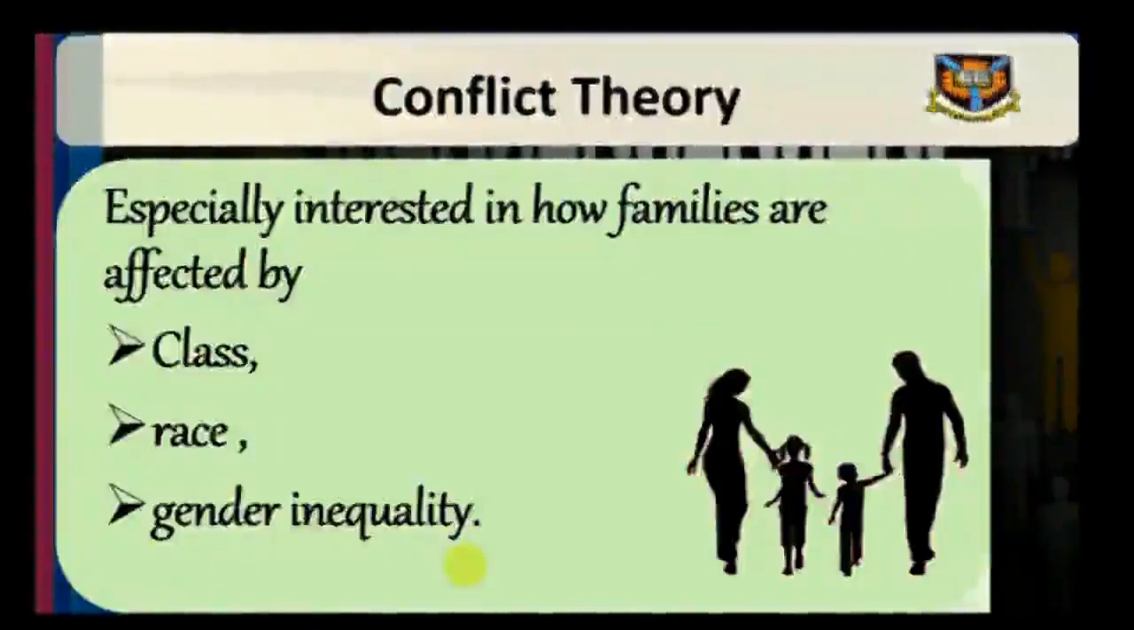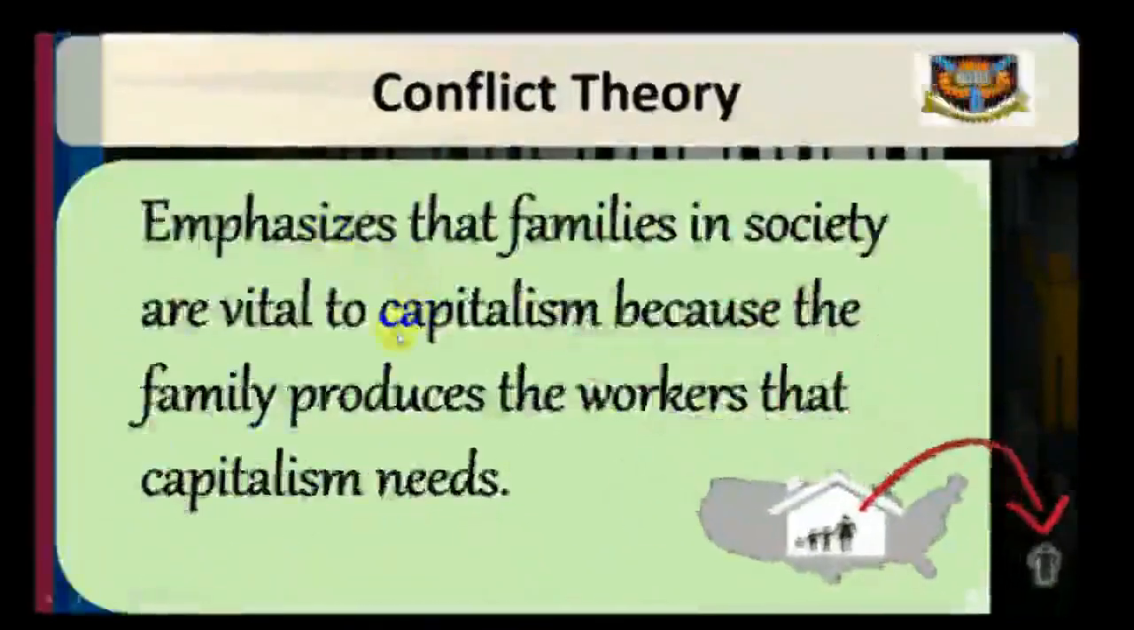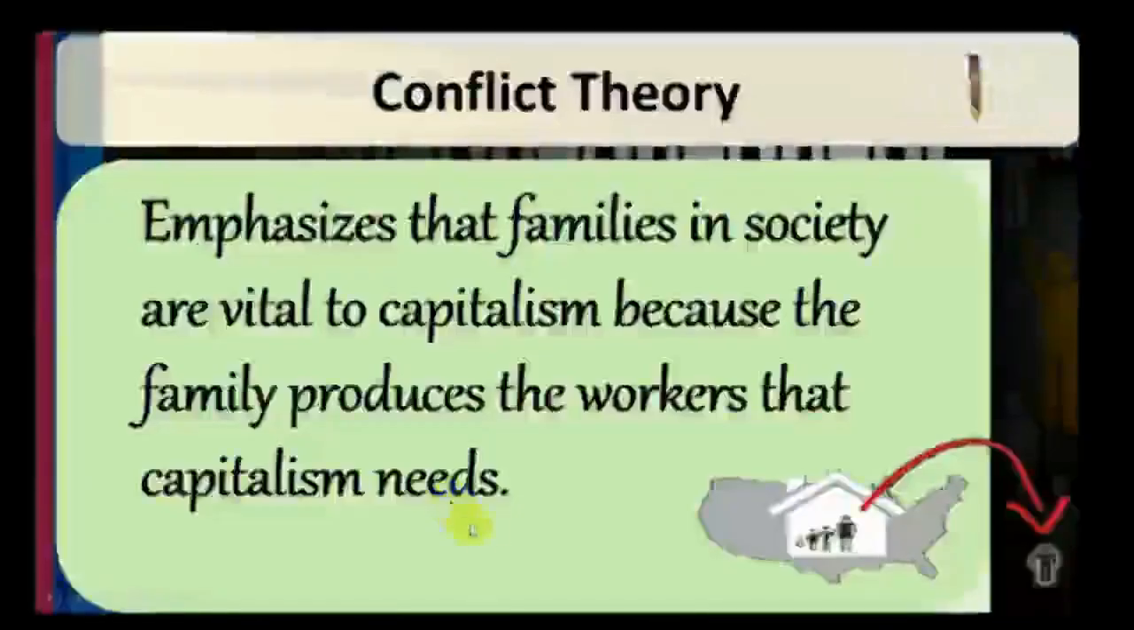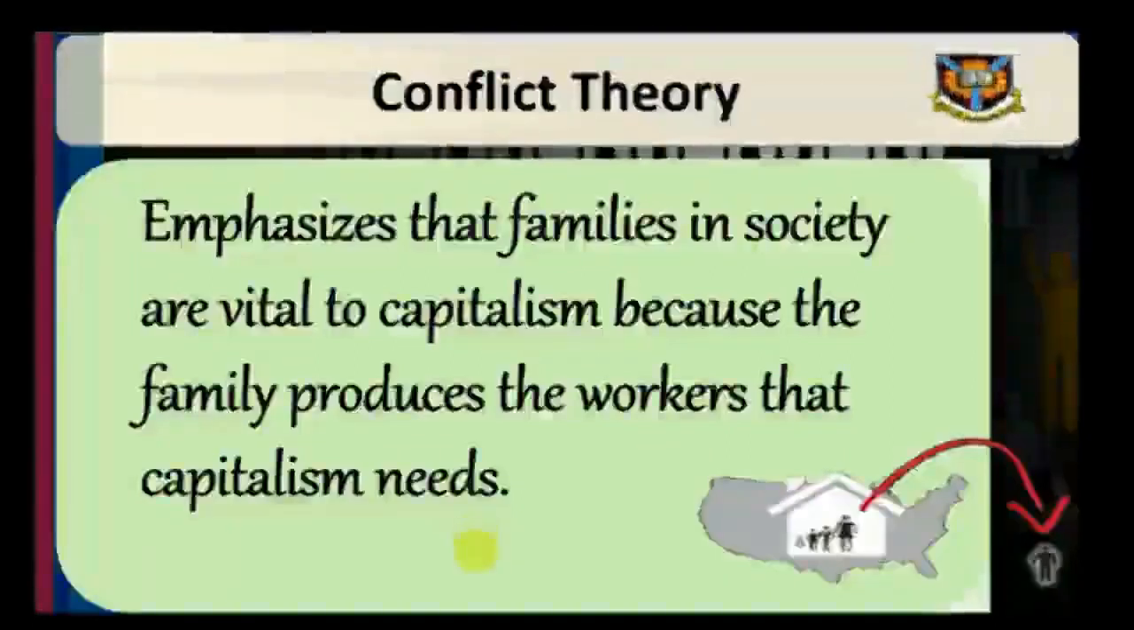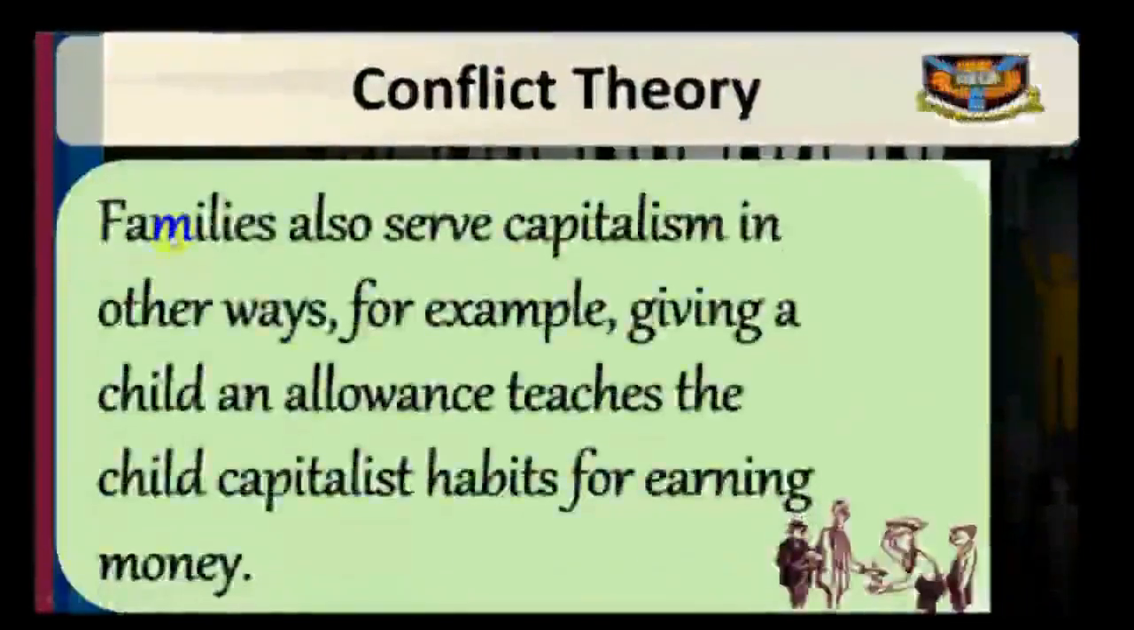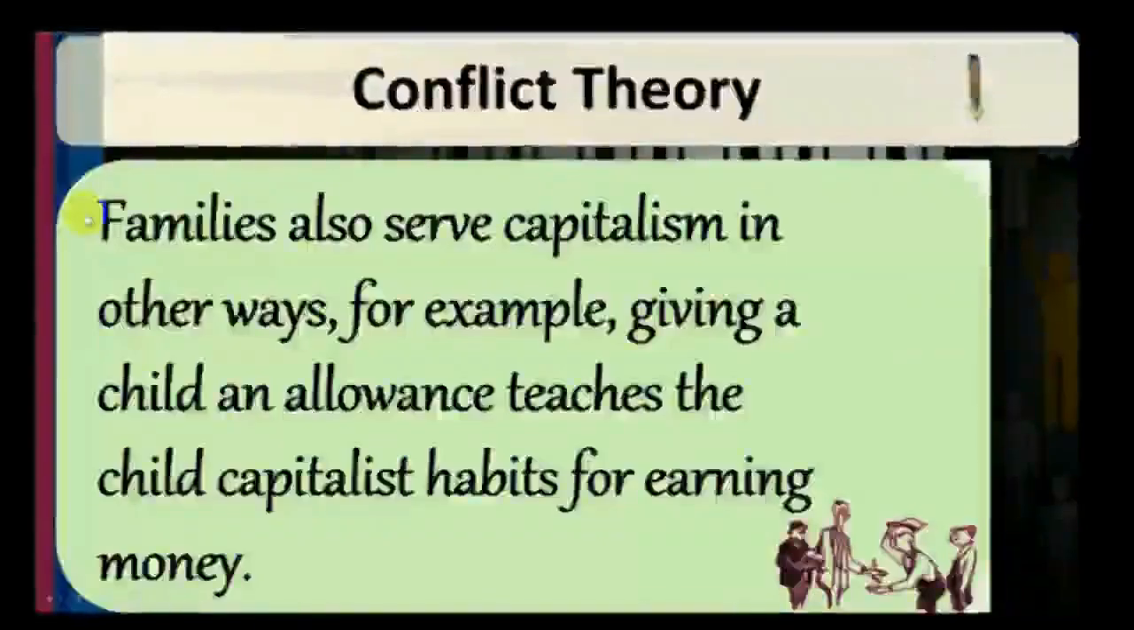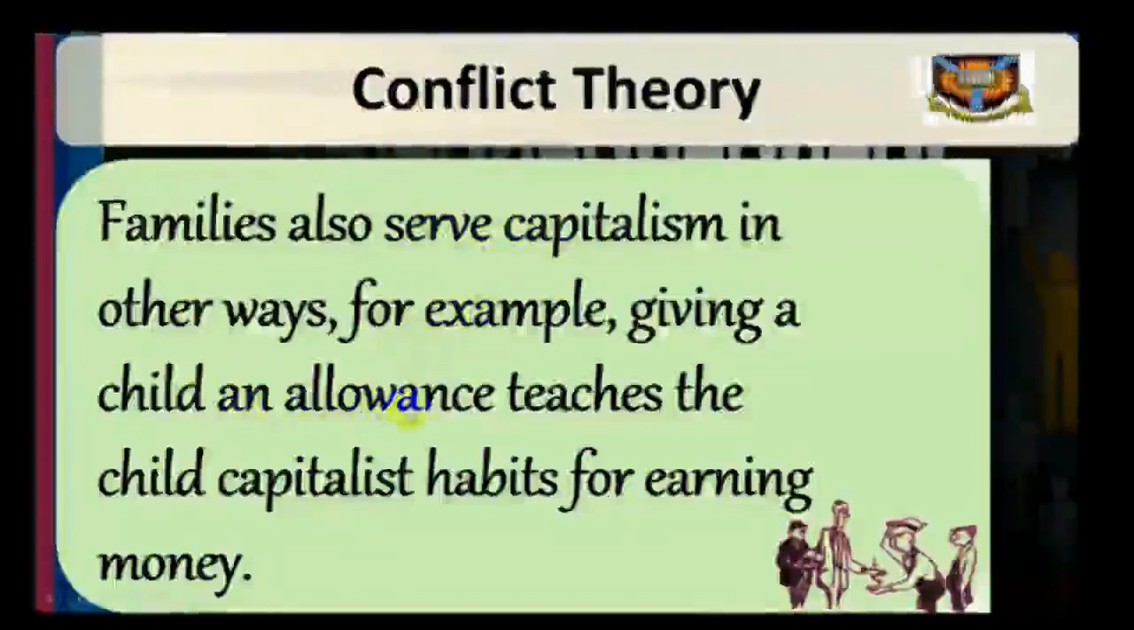The conflict perspective also emphasizes that families in societies are vital to capitalism because the family produces the workers that capitalism needs. Accordingly, within families, personalities are shaped by adapting to the needs of a capitalist system. Thus, families socialize children to become obedient, subordinated to authority, and good consumers. Those who learn these traits become the workers and consumers that capitalism wants. Families also serve capitalism in other ways. For example, giving a child an allowance teaches the child capitalist habits for earning money.